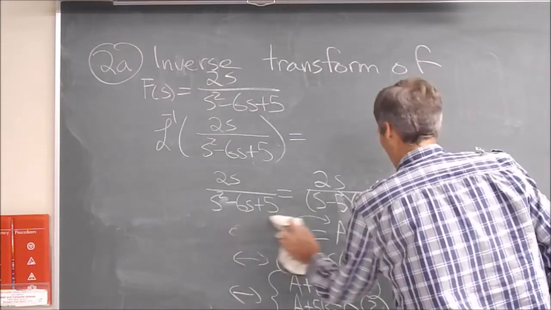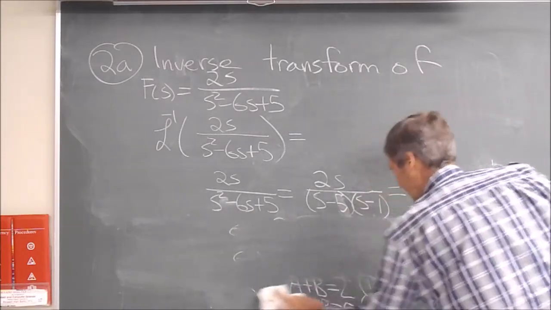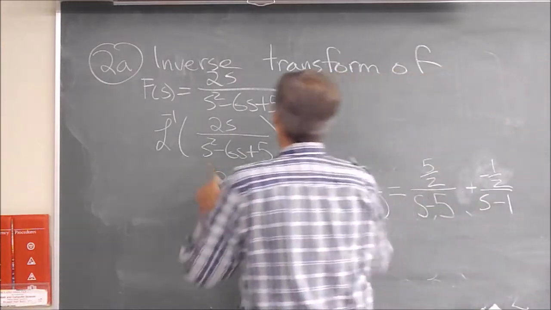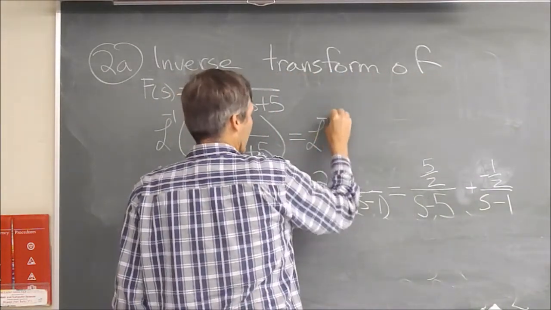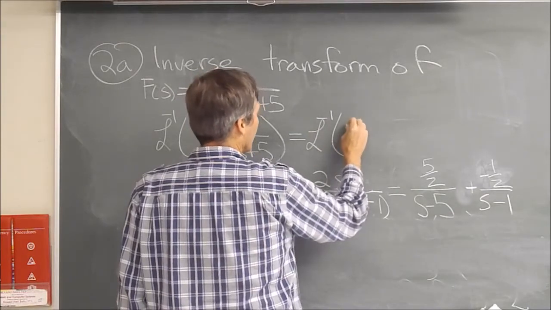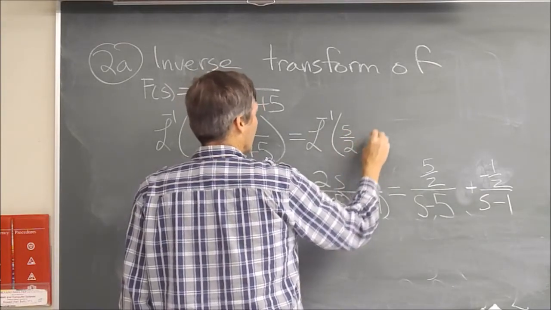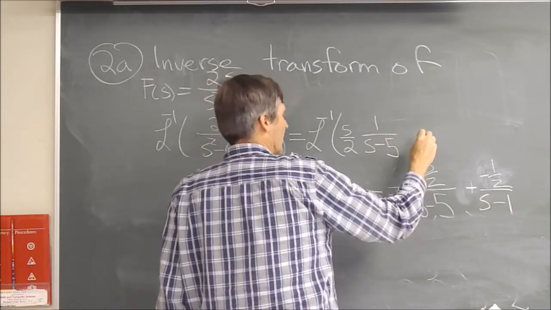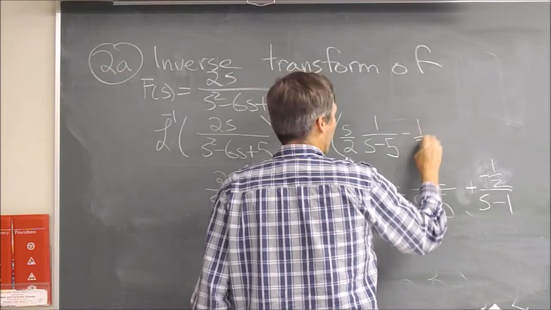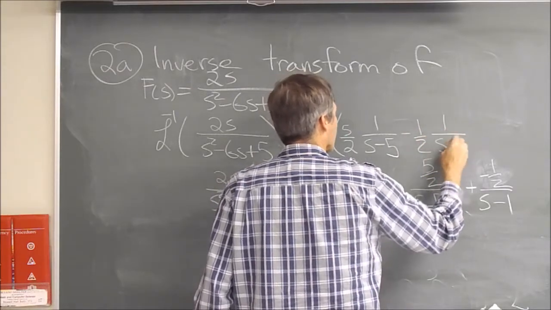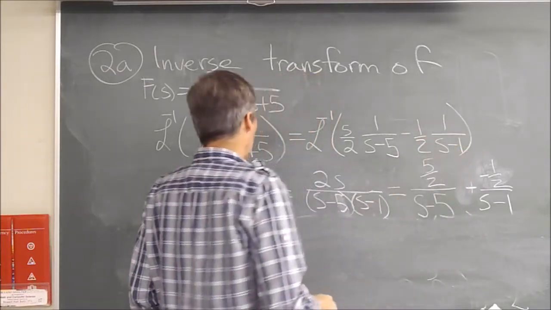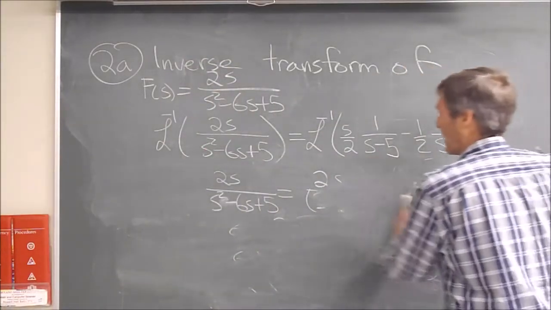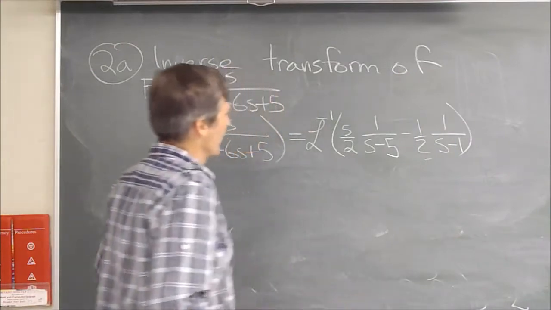All right, so now I've got my partial fractions written out. I can apply that in here. The inverse transform I want is, equivalently, of 5 halves times 1 over s minus 5 minus 1 half times 1 over s minus 1. So this inverse transform is equivalent to this one. I want you to be able to do partial fractions for the final exam.